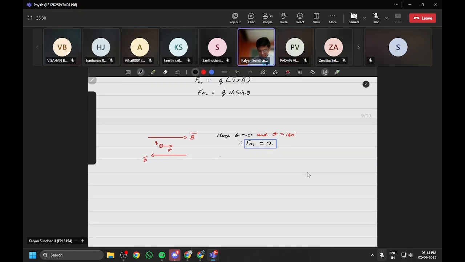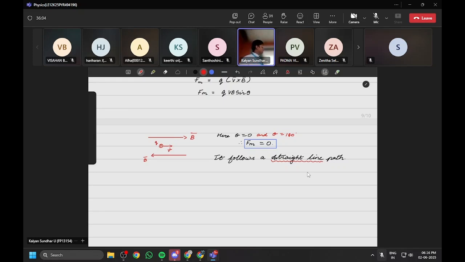it follows a straight line path. So whenever the force due to magnetic field is 0, it follows a straight line path. It will not move anywhere else, it will keep moving in a straight line only. There will be no other form of movement or path it will be taking. So it will be a straight line path.